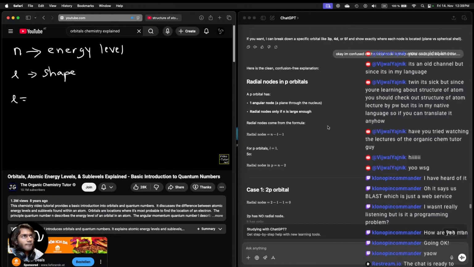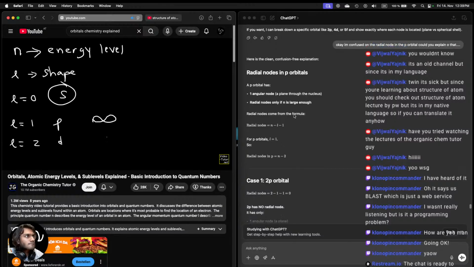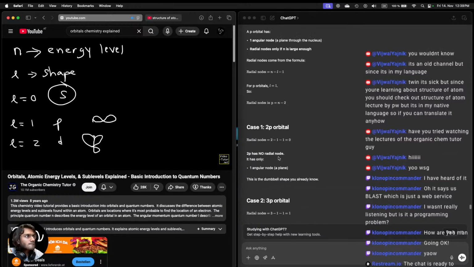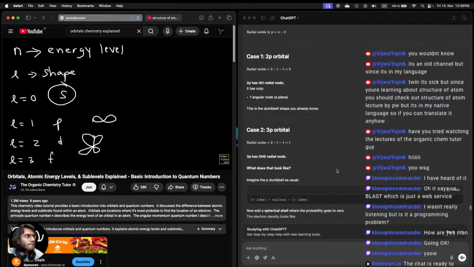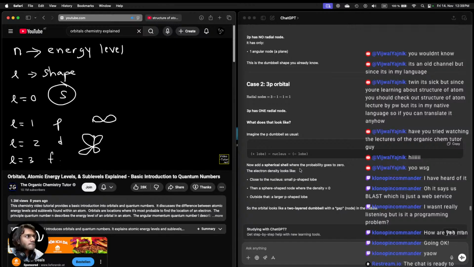So when L is 0, what you have is the s orbital. And so this orbital looks like a sphere. When L is 1, you have the p orbital, which looks like a dumbbell. And when L is 2, you have the d orbital, which is a cloverleaf for the most part. And when L is 3, you have the f orbital, which looks pretty strange, which I'm not going to draw in this video. So just keep that in mind.